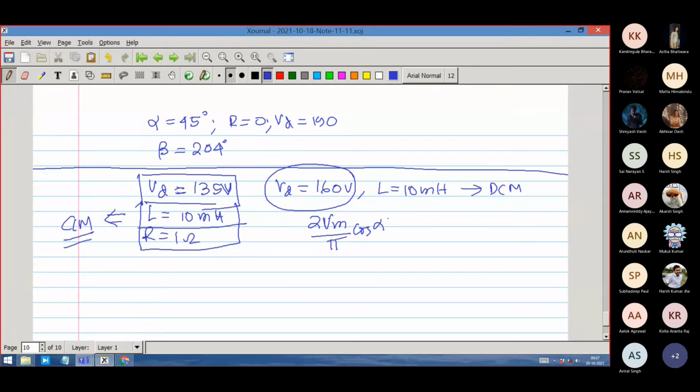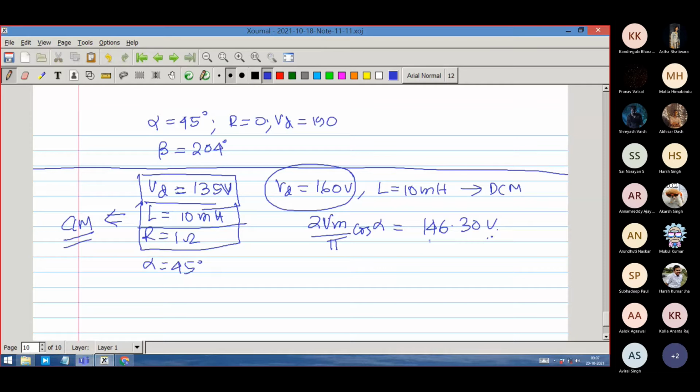2 Vm by pi cos alpha. It is not assured that you will get, here with alpha equal to 45 degree, continuous conduction mode of operation. 2 Vm by pi cos alpha is here 146.30 volts. So 160 volt definitely will get DCM, there is no doubt about it. What I'm saying is, 146.30 volts, if you had made it slightly less, maybe 142.30 volts, you would not have got a continuous conduction mode situation.